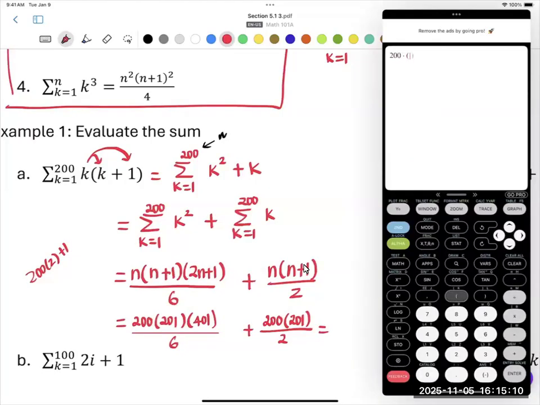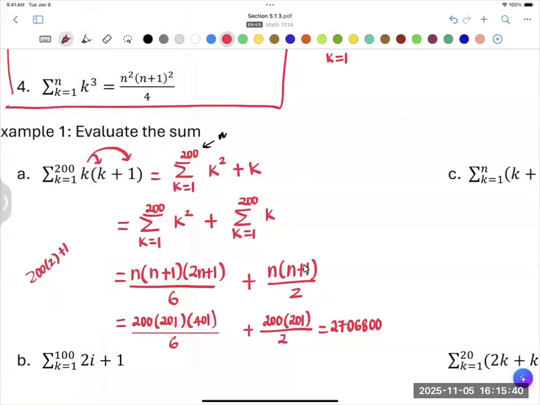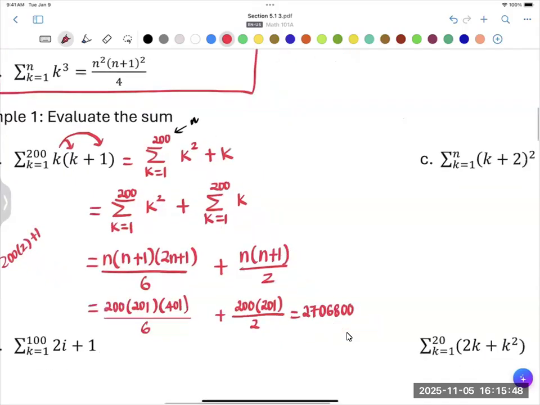So 200 times 201 times 401, and then divide by 6, plus 200 times 201, divide by 2. And we got 2706800. Okay, so this is the sum of this expression from k equals 1 to 200, and using the formula, we found that. Okay, so now let's try B.